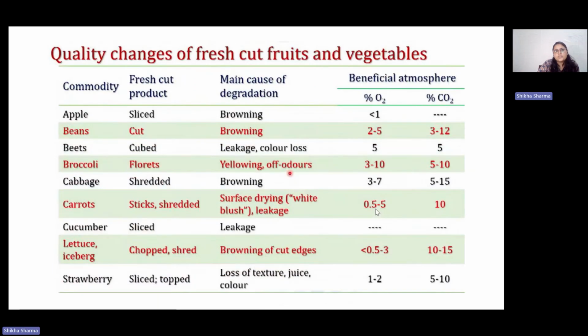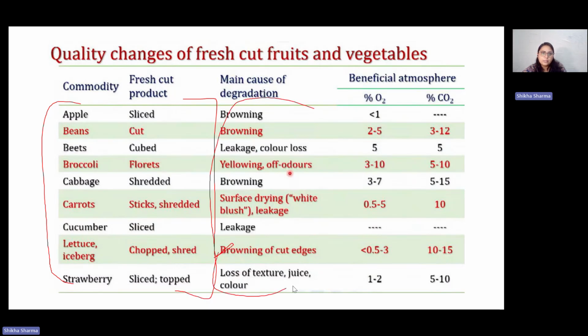So the quality changes of these fresh cut fruits and vegetables include different commodities like apple, beans, strawberries, in their cut form. The main degradation that can happen is browning, yellowing, or surface drying, and a beneficial modified atmosphere can be given to them, where the percentage of CO2 and O2 can be altered. Like sliced apples, they will go brown, so less than 1% O2 atmosphere can be given.